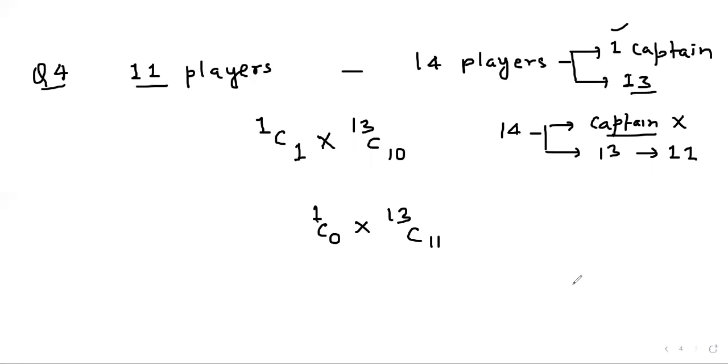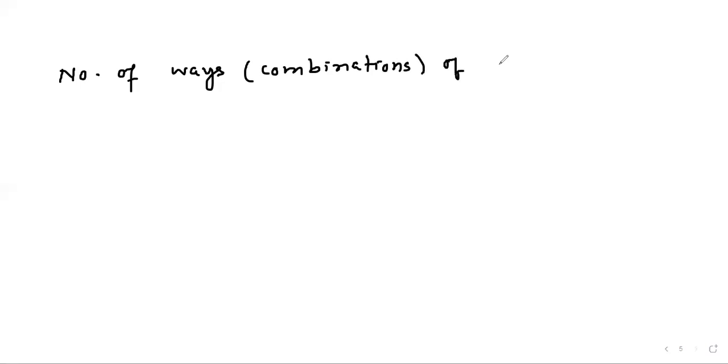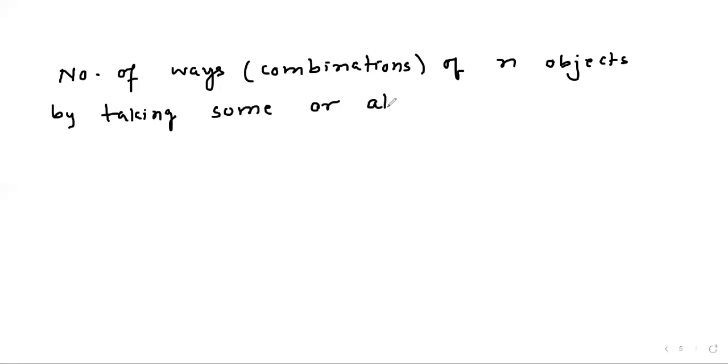Let's see the next concept. The concept says the number of ways or combinations of n objects which are dissimilar, by taking some or all at the same time, is 2 power n minus 1.